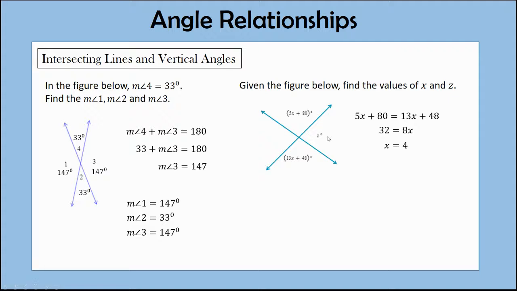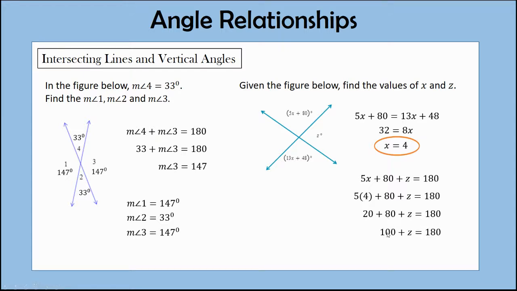Now, how are these two related? Well, these two together are supplementary, right? They're a linear pair. So I know that 5x plus 80 plus z has to be 180. We have two variables, but we actually know the value of one of them. So I know x is 4, and I'm going to put the 4 in here. Now I know 20 plus 80 plus z is 180. 20 plus 80 is 100, plus z is 180. Subtract, and now I know z is 80. So now I know the values of x and z. X is 4. Z is 80.